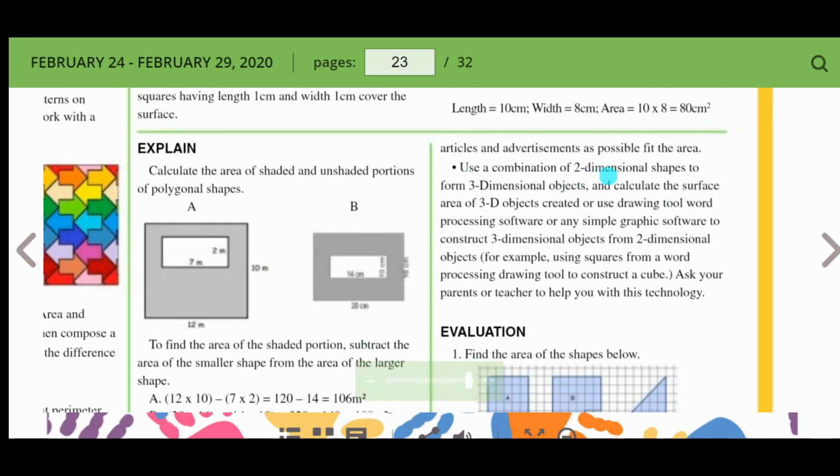Use a combination of two-dimensional shapes to form three-dimensional objects and calculate the surface area of 3D objects created, or use drawing tools, word processing software, or any simple graphic software to construct three-dimensional objects from two-dimensional objects. For example, using squares from a word processing drawing tool to construct a cube. Ask your parent or teacher to help you with this technology.